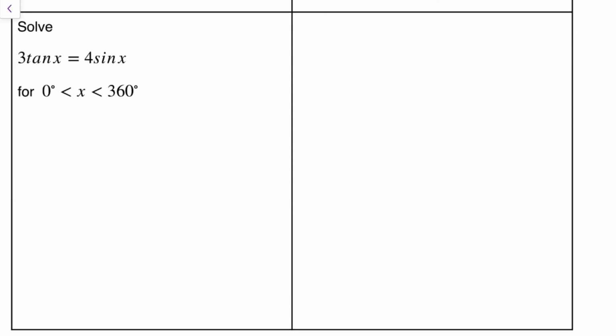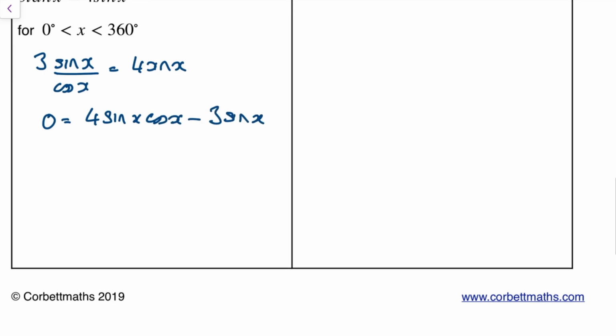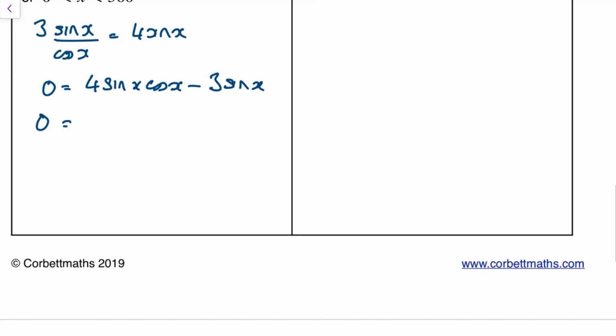Next one. Solve. Okay. Again, this is more tricky than it looks. It's quite easy to get this one wrong. So a few ways of doing this, but the first thing I'm going to do is observe that 3 sin x over cos x equals 4 sin x is the same thing. Then I'm going to multiply through by cos x and move everything to the right. So 0 equals 4 sin x cos x minus 3 sin x. So again, double check you're okay with what I've done there. And then I'm going to factorise out. So 0 equals sin x(4 cos x minus 3). And then I'm going to find out when this equals 0 and when this equals 0.